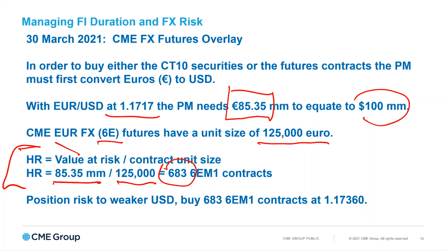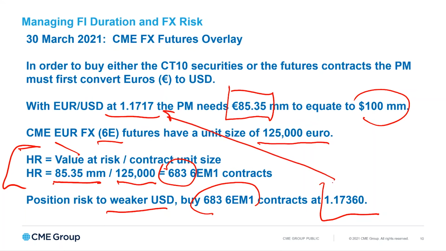Which way are we going to be positioned? Euro FX futures trade in the same quoted and traded convention as the spot market. It's Euro USD. They're in dollar terms. So if our risk is to a weaker dollar, we want to buy the futures contract. So the PM buys 683 of the June Euro FX futures at a futures price of 1.170360. Now you'll notice that's slightly different from the spot rate, and this refers to the basis between the spot and the futures contract. Again, there's more details on the pricing mechanism of FX futures in the resource section at the end of the program.